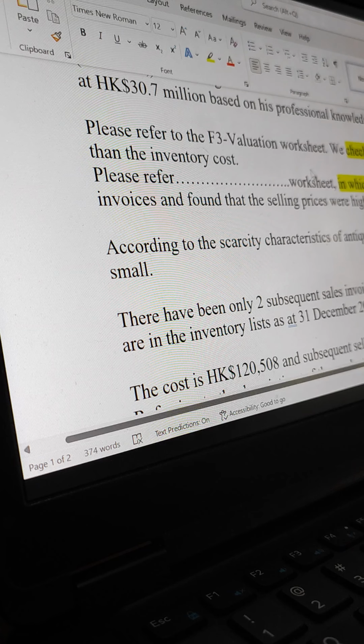Is that what you mean? Yeah, and estimated by Mr. Leung. Yeah, originally he estimated that the inventory is 120,508. Yeah, and luckily his selling price is higher than this, so he made profit. Even if this is the replica, replica still has value. Replica, right. Yeah, still article value.